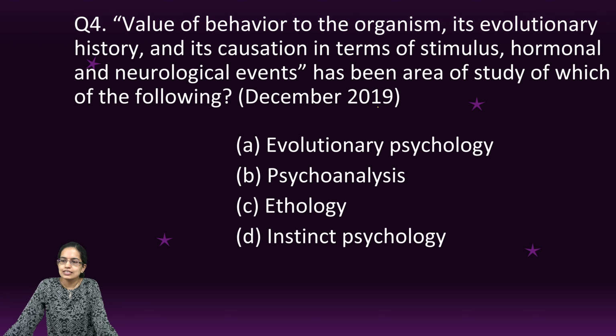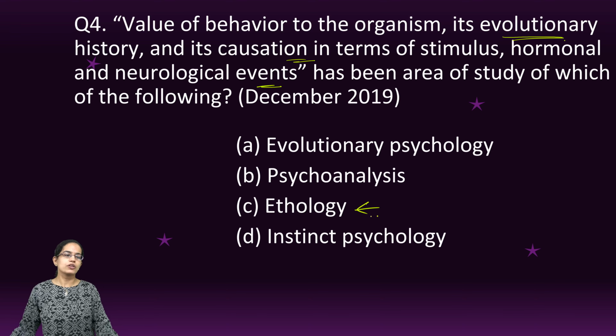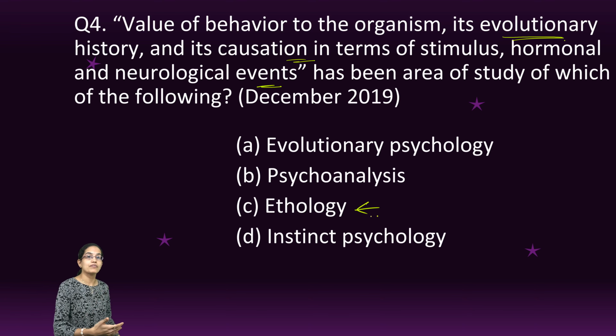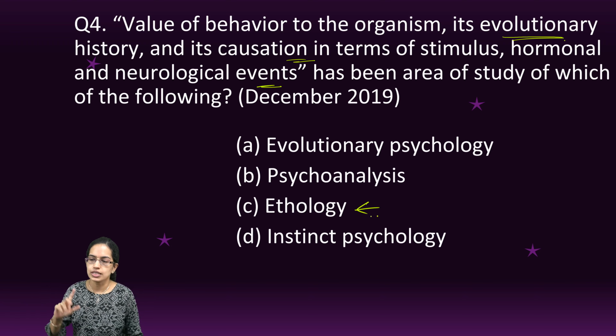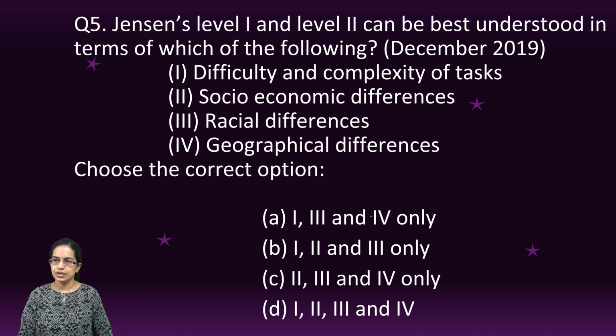The next is value of behavior to an organism. Its evolutionary history, so that's something very important. Its evolutionary history, its causation in terms of stimuli, hormone and neurological events have been an area of study of ethology. So ethology is the right option, where you are trying to study behavior as evolutionary. So evolutionary is the keyword that you need to keep in mind before attempting this question.